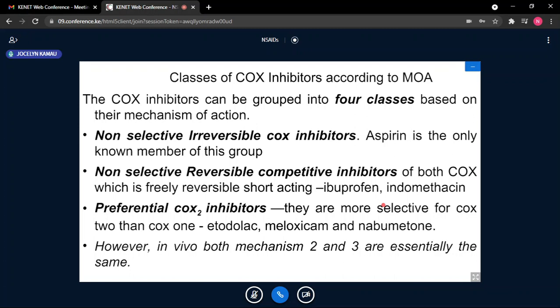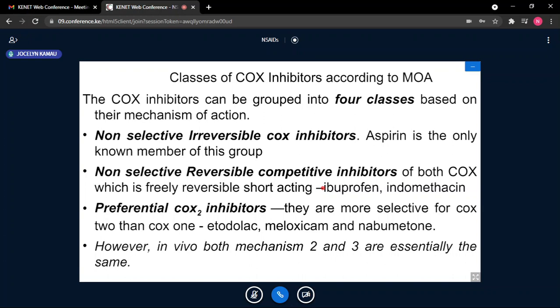And you should be able to derive the class from the structure just by closely looking at the structure and seeing: is it an enolic? Is it an acetic acid derivative? Is it a carboxylic acid derivative? Is it a propionic acid derivative? That you should be able to do.